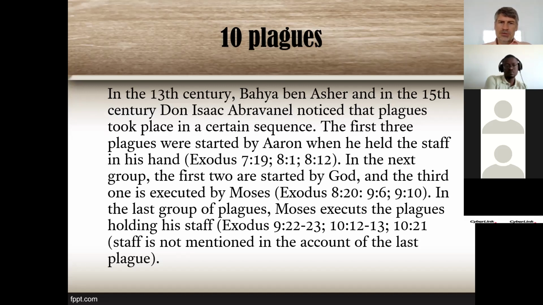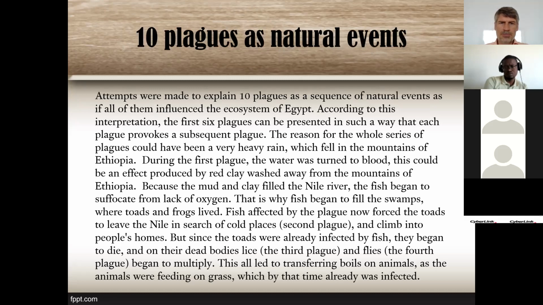In the 13th century, Bahya ben Asher and Don Isaac Abravanel noticed the plagues took place in a certain sequence. The first 3 plagues were started by Aaron when he held the staff in his hand. In the next group, the first 2 are started by God, and the third one is executed by Moses. In the last group of plagues, Moses executes the plagues holding his staff, but the staff is not mentioned in the account of the last plague. So we can see some pattern in the sequence of the plagues.